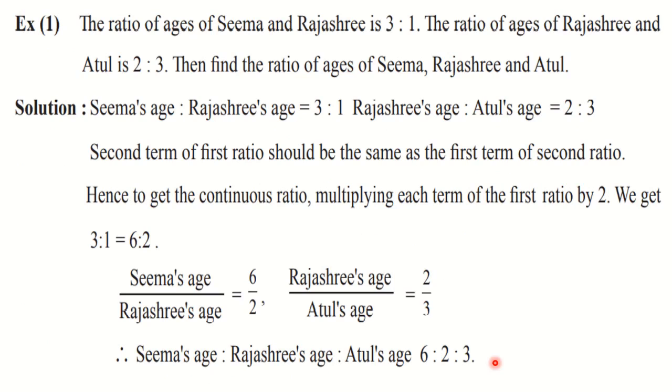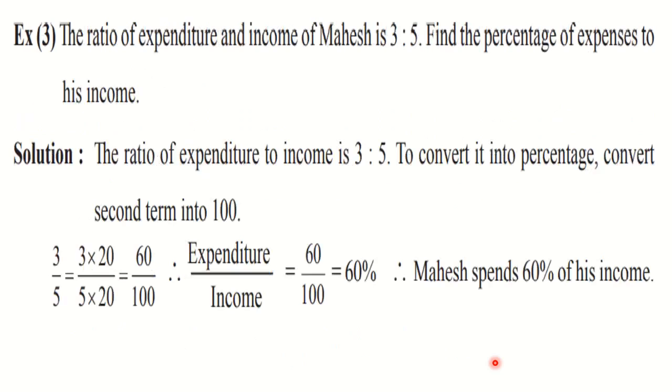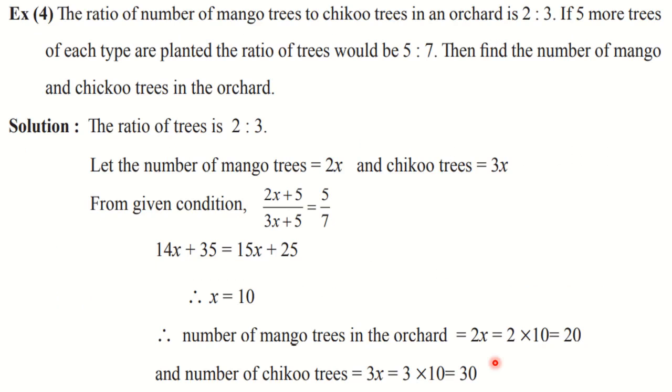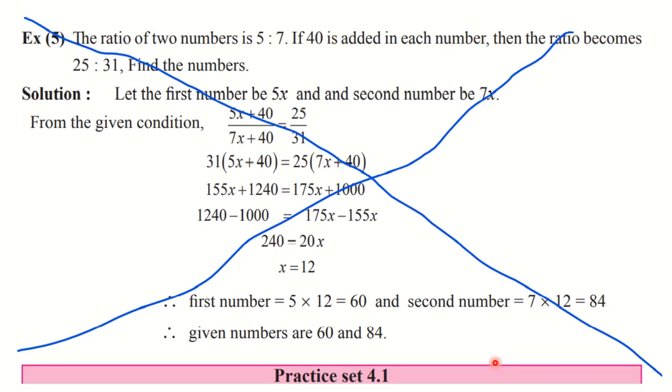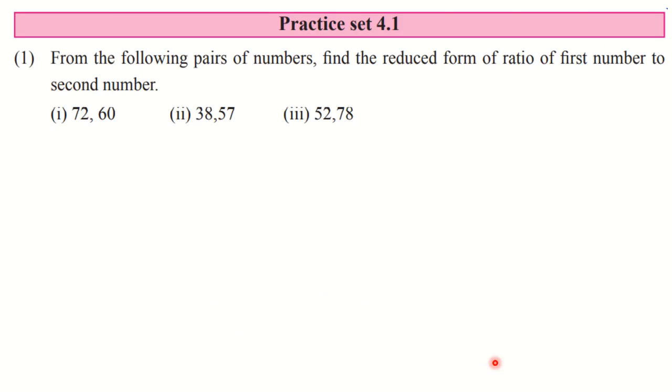Now after that we have seen the solved problems from the textbook. You also go through them once again so that you can understand them better. Nearly all the solved problems from the textbook I have discussed. The remaining you have to see by yourself. This question number 5 is not there. It is reduced. Afterwards we started with practice set 4.1.